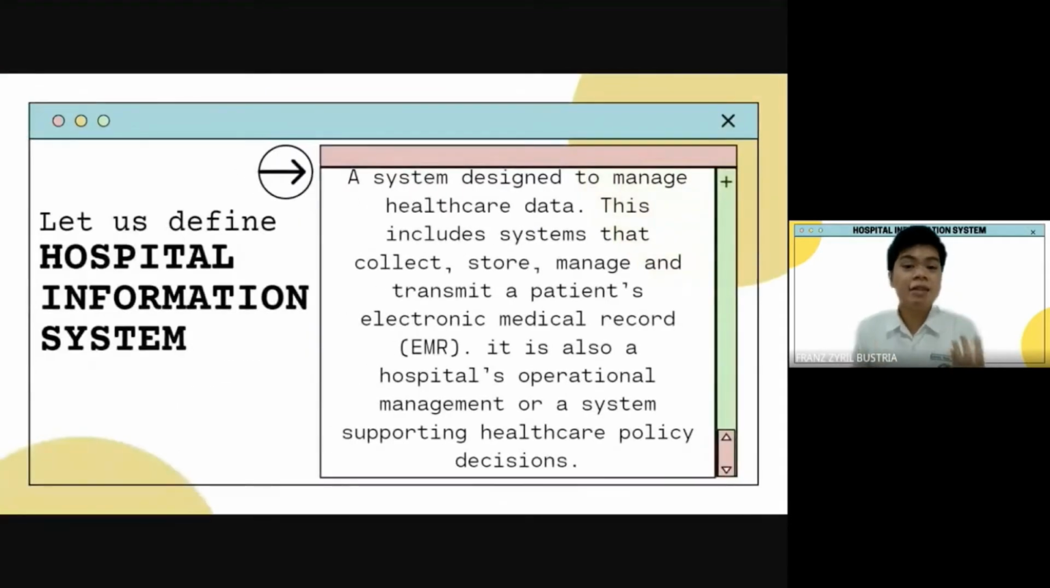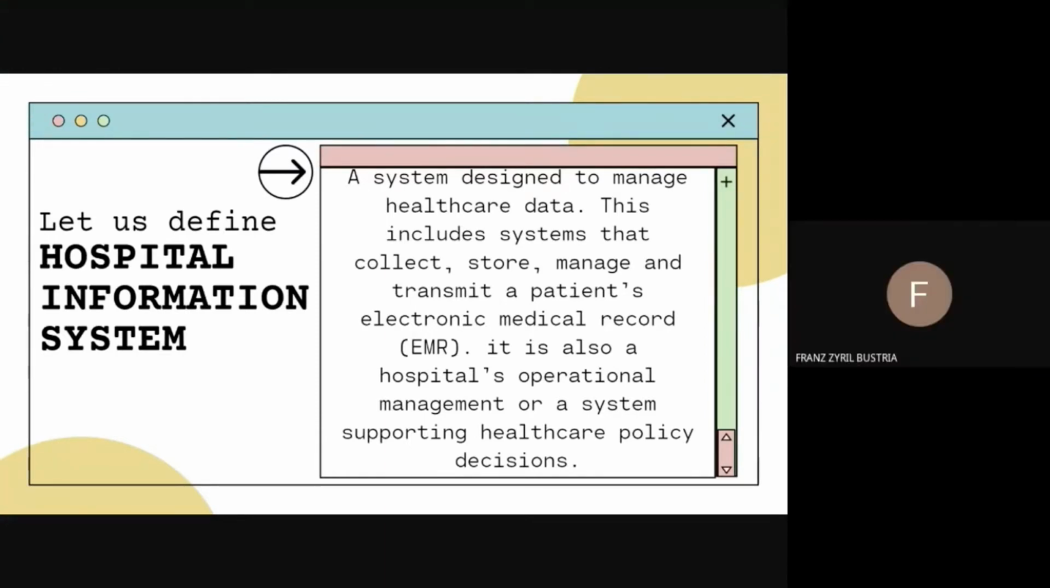Now, let us define what a hospital information system is. Healthcare plays a vital role in society, and people expect efficiency from healthcare providers and health institutions. The hospital information system will help them solve the challenge of handling the numerous patients that seek their services, which will help them provide quality healthcare to their patients.